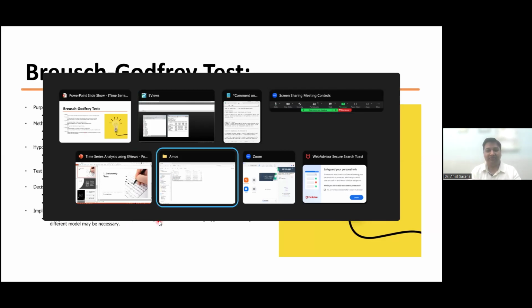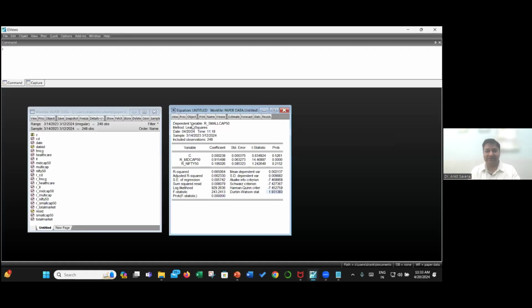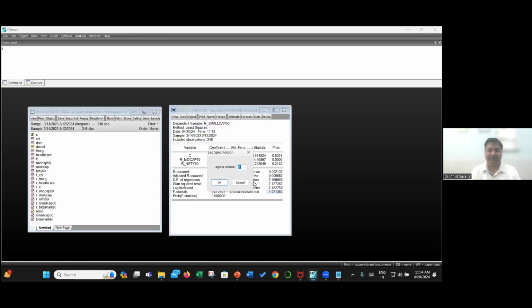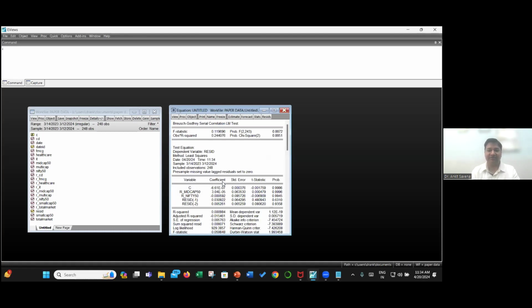So let us do how it will be applied. Let us go back to the views here, and in this you click on the view, and in view you go to the residual diagnostics. There are a lot of things in that part, but I'm covering right now the serial correlation LM test. The moment you apply it, you just click here and it will ask you for lags. By default, the most suitable lag will be identified. Let us continue with that as of now. And this is the Breusch-Godfrey serial correlation LM test.